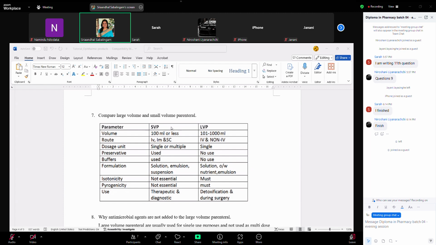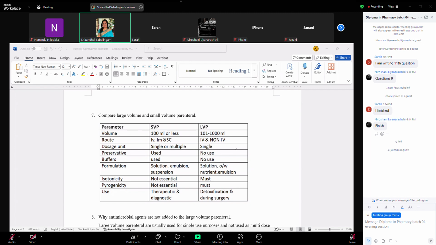Small volume parenterals are basically for therapeutic and diagnostic purposes. Large volume parenterals are usually for fluid supply and fluid balance, detoxification, and surgery, for those purposes, right?